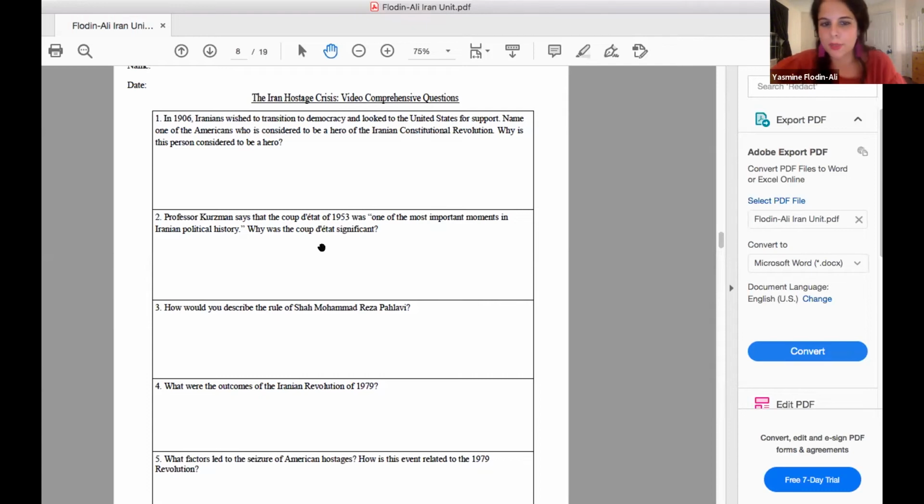And so you can see already those first 3 we would have answered. I think it's nice to highlight that there have been Americans who have been held up in Iranian history. So talking about Howard would be great there.